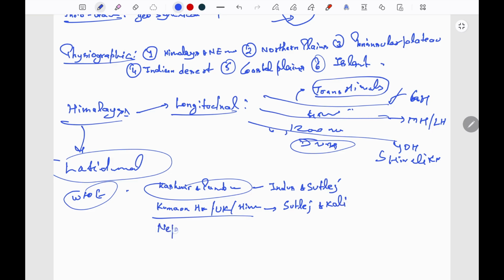Now comes the Nepal Himalayas between Kali and Tista river. Thereafter comes the Assam Himalayas between Tista and Dihang. Thereafter, the Eastern hills are also there.